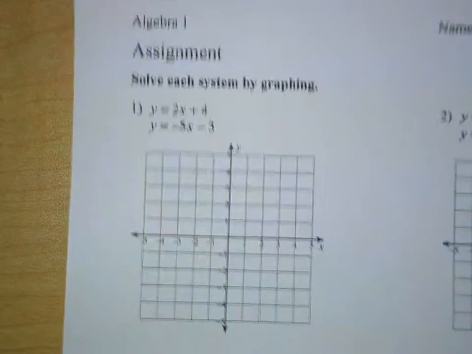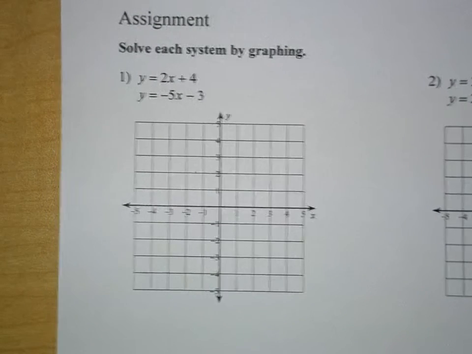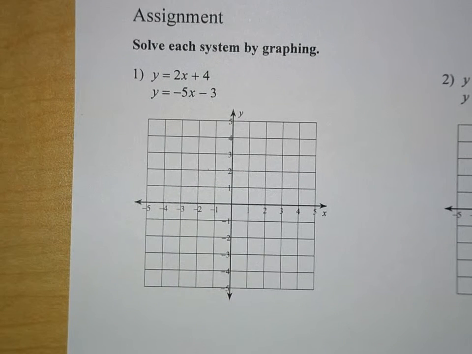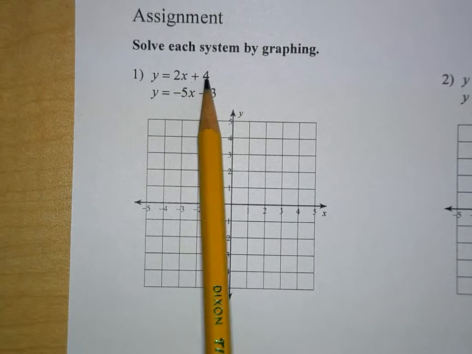All right, our first system, it says solve each system by graphing. To solve a system by graphing, you are graphing the two lines on the same coordinate plane and then finding the point where they meet. So we're going to just jump right in. The very first line is y equals 2 times x plus 4.